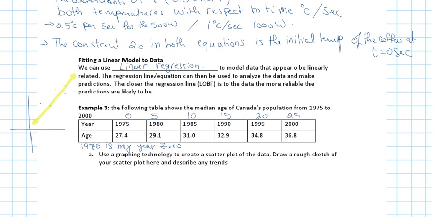So what we have here is the median age of Canada's population from 1975 to 2000. We're going to say that 1975 is our initial year, our year 0. When we put these in the Excel sheet, this is my X value and this is my Y value. Always, the year is on the X-axis and the numbers are on the Y. So let's see what happens.